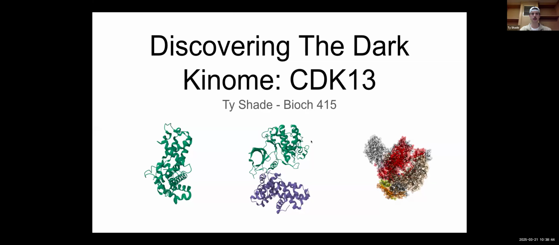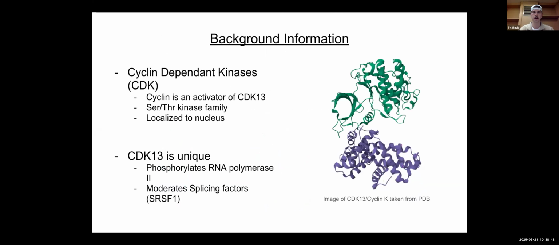Perfect. Okay, so for this project, I chose CDK13. CDK stands for cyclin-dependent kinase, and cyclins are proteins that bind to CDKs, causing a conformational change, making them more active. It's part of a serine-threonine kinase family, and we know that it's localized to the nucleus. CDK13 is unique to other CDKs because it phosphorylates RNA polymerase II and moderates splicing factors, which are both major role players in the cell cycle.